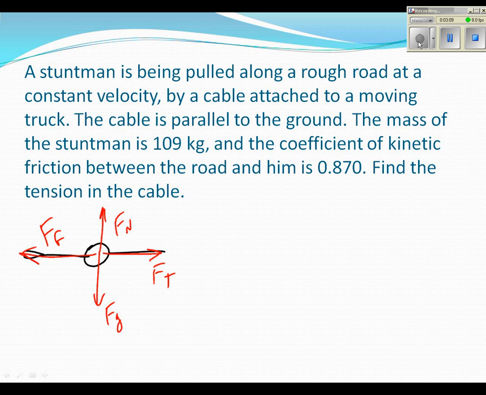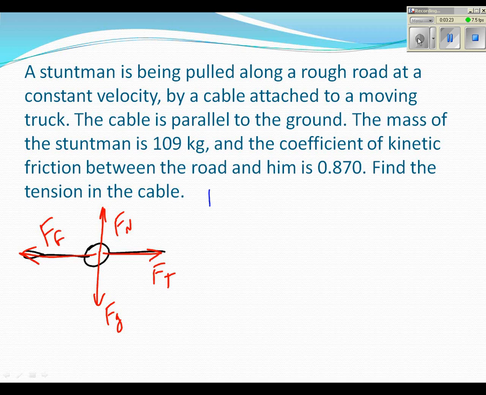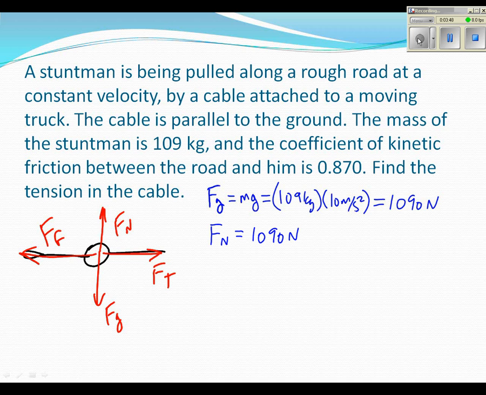We know that the force of friction and force of tension have to be equal and opposite. They're in the x direction, and they have to add up to 0. We also know that the normal force and the force of gravity have to be equal and opposite as well. So we're going to solve for the force of gravity first. We know that the force of gravity equals mass times gravity. So we take the 109 kilograms and multiply it by 10 meters per second squared. And we end up with a value of 1,090 newtons. We then know that that force of gravity is equal and opposite to the normal force. We can even say now that the normal force is equal to 1,090 newtons.